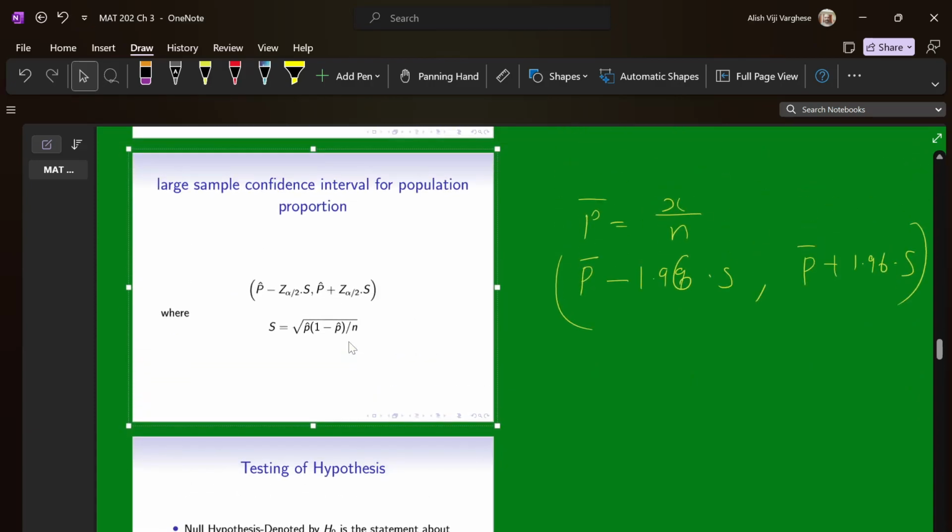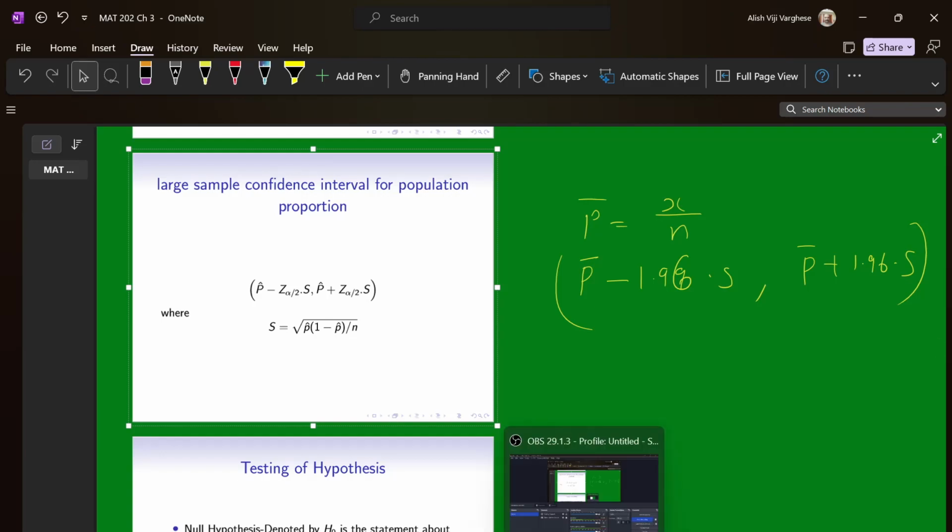So the next thing is testing of hypothesis, that will be discussed in our next session.